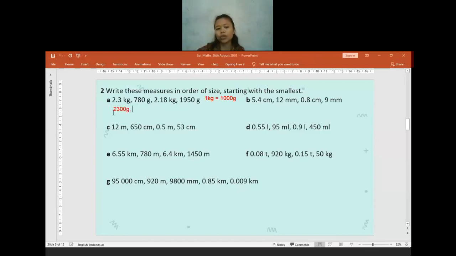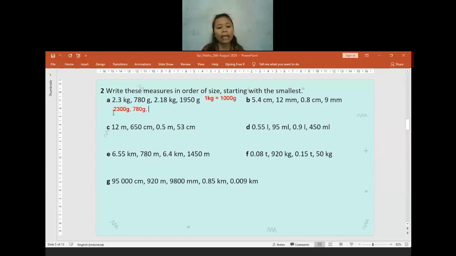Is there anyone who gets confused if I write like this? I mean, I changed all the units, made all the units the same first. I haven't ordered it yet. So is there anyone who gets confused from 2.3 kg? Now it's changed into 2300 gram. Is there anyone who gets confused? No? Okay. In here, the 780 grams will stay as gram.